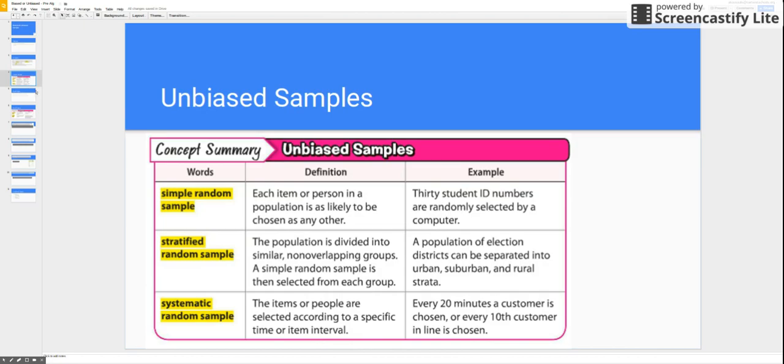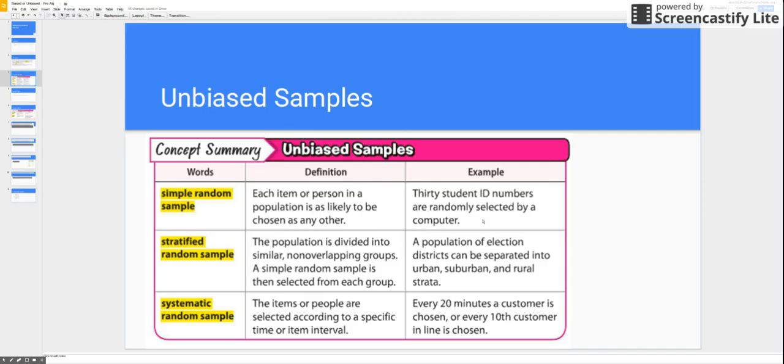Unbiased samples. These are examples of unbiased samples. A simple random sample is when each item or person in the population is as likely to be chosen as any other. For example, 30 student ID numbers are randomly selected by a computer. You could also say everybody's names are written down on little slips of paper and put into a hat. That's also a simple random sample.